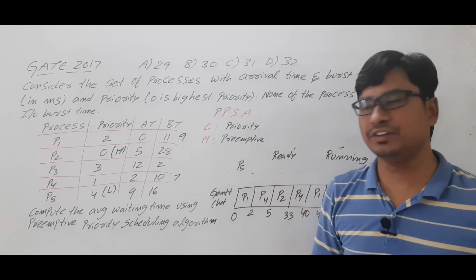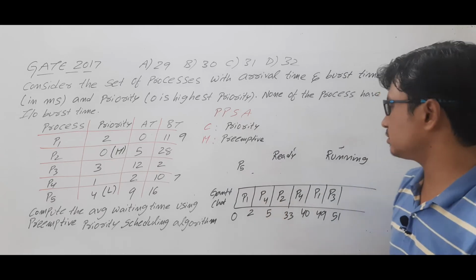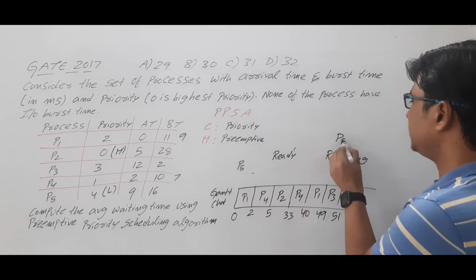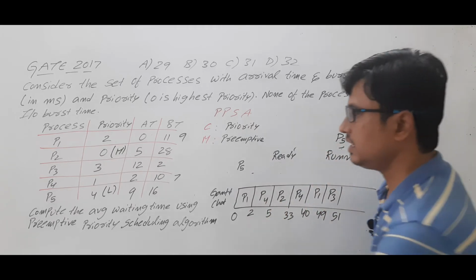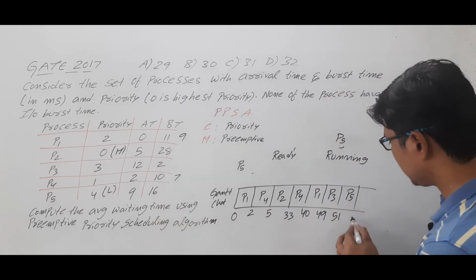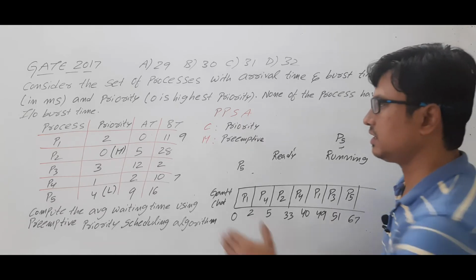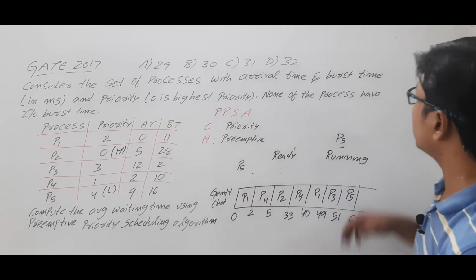Only process P5 is there. There is no other process in the ready state, so there is no competition. So process P5 will be scheduled to the running state and it needs 16 units of time. So it will complete the task at 67 units of time. Is it clear? Are you able to understand?